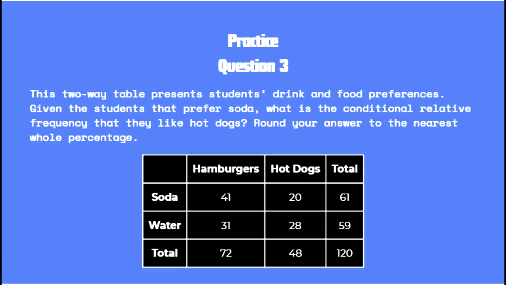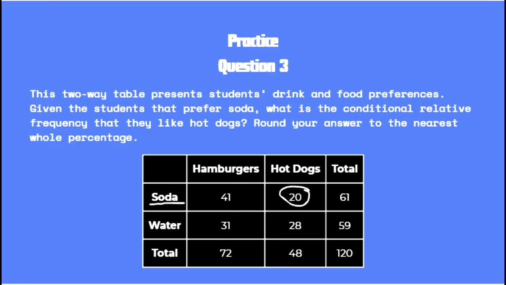Okay, here's end of the lesson. Practice question 3. This two-way table presents a student's drink and food preferences. Given the students that prefer soda, what is the conditional relative frequency that they like hot dogs? Round your answer to the nearest whole percentage. Pause it, figure it out, come back.